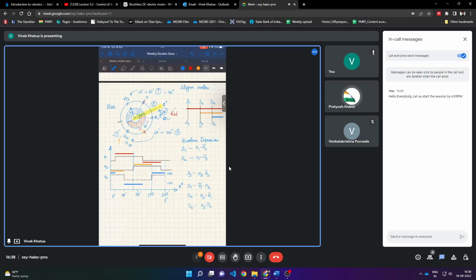So something like this. A small sensor is there, and it tells me whether a north pole is there or not. After 30 degrees the north pole will come here, so it's going to give me a one signal. Here is my one signal. Now, let's take that the motor is rotating. You are rotating it by hand in this direction, and I want to see how the Hall sensors give the diagram.